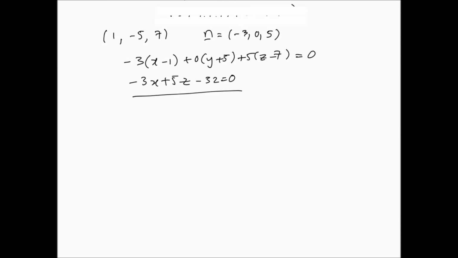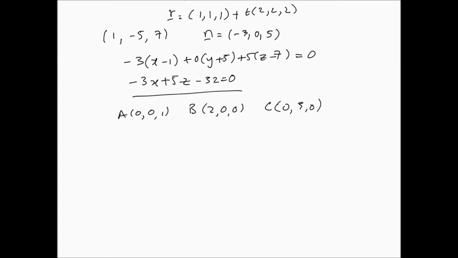More interesting a question could be, for instance, given any 3 points. Say we were given 3 points, A as (0, 0, 1), B as (2, 0, 0), and C as (0, 3, 0). And we were asked, what is the equation of the plane that contains these 3 points? Since they are in the same plane, we can construct the vectors AB and AC. The vector AB would be (2, 0, minus 1), and the vector AC would be (0, 3, minus 1).